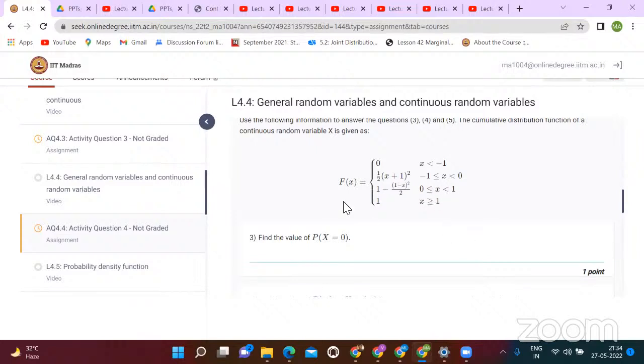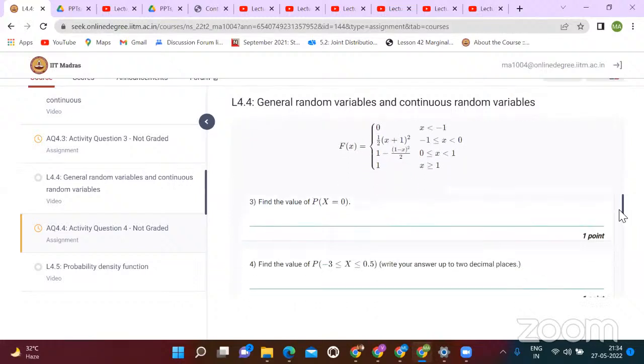Or one more thing you can do, because we have been given minus infinity to minus 1 we have 0, then from minus 1 to 0 we have some value, so till 0 we have this. You can just subtract this value from 1, you will get the value. Are you getting the point? Have you got the point? So if you have to calculate, please solve it.